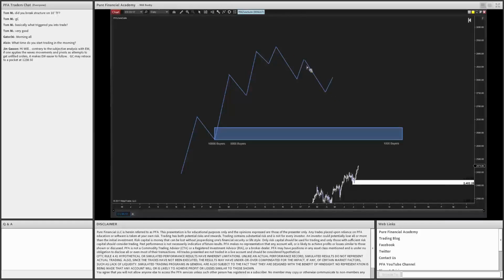Okay, and this is now relevant. This down move, this is relevant. Why are we taking out the buyers? Because the sellers remain in control. They're continuing to take them out. Therefore, I need to understand that I have the highest probability of selling, not buying. Okay? Highest probability of selling.